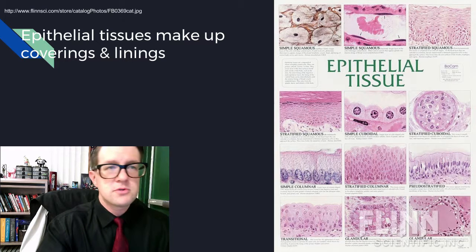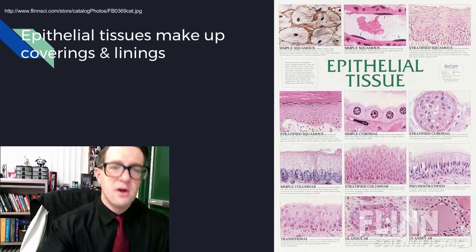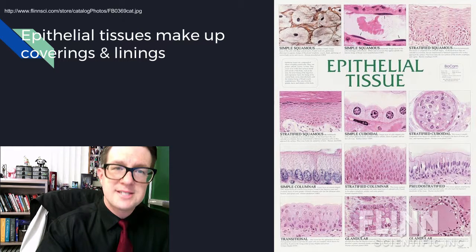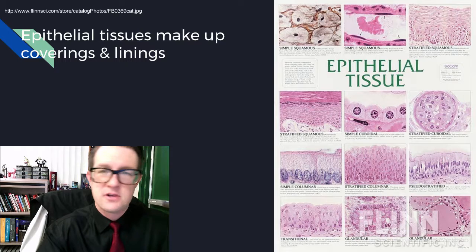So epithelial tissues are coverings and linings. They are on the surfaces of stuff, whether it's the outside of a surface or it's the inside surface, like inside of a duct or something like that.